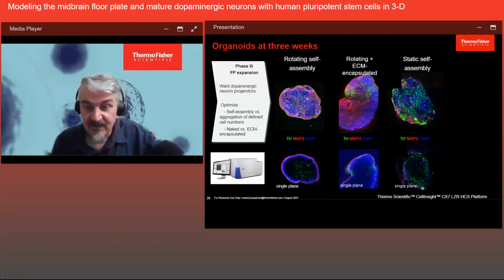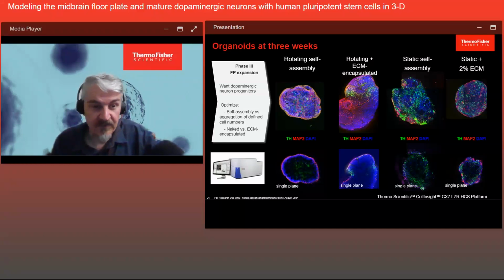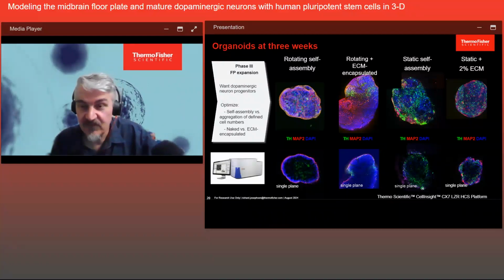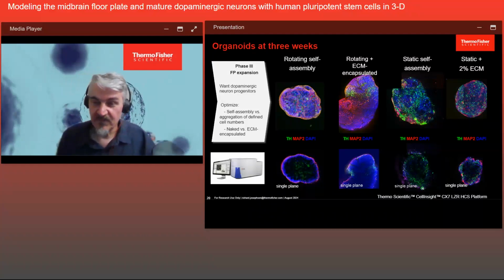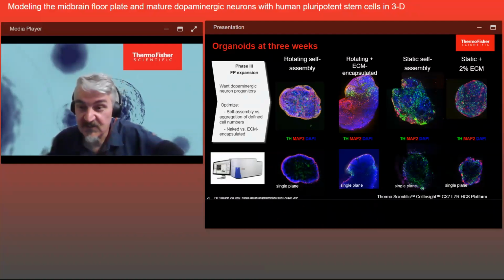Meanwhile, if we add dilute Geltrex to the microwell organoids, we get a simpler looking organoid with a thick convoluted layer of TH positive neurons around the outside. And if you look at the bottom right, we have the single plane image showing you that the TH positive neurons are occurring not only at the surface, but also more deeply within the organoid. But these organoids are also rounder and more compact than the organoids formed by the other methods.